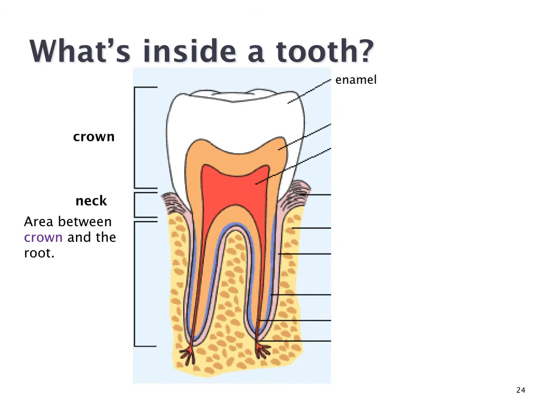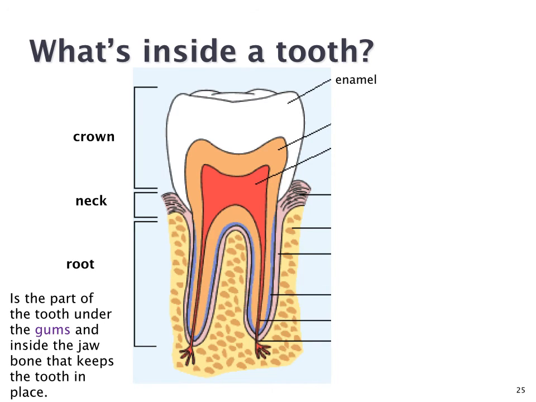Just below the crown you've got the neck, so this is the area between the crown and the root. And then you've got the root. So this is the part of the tooth under the gums and inside the jaw bone. And it keeps the tooth in place.